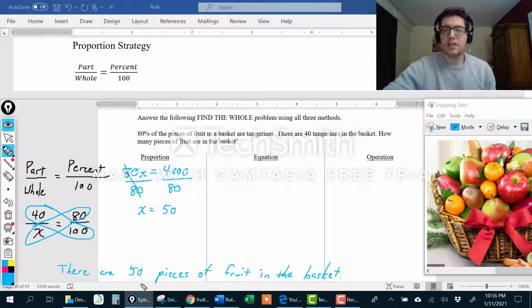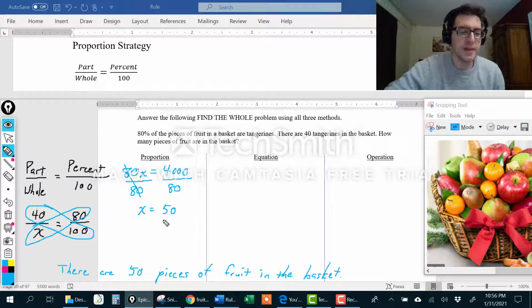Okay, so that answer seems reasonable, right? If there are 50 pieces of fruit in the basket altogether, and 40 of those pieces of fruit are tangerines, then it sounds like most of the fruit is tangerines. And that's what we said over here, where we said 80% of the fruit are tangerines. 80% is most of the fruit, right? So hopefully this answer does seem reasonable.